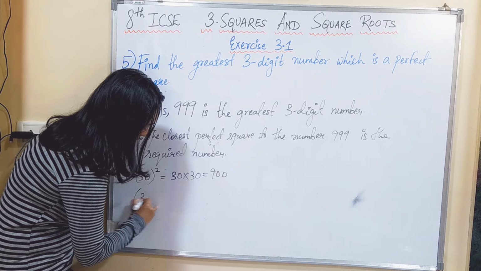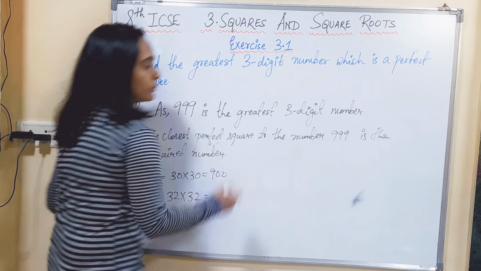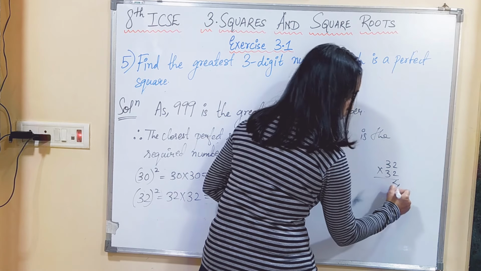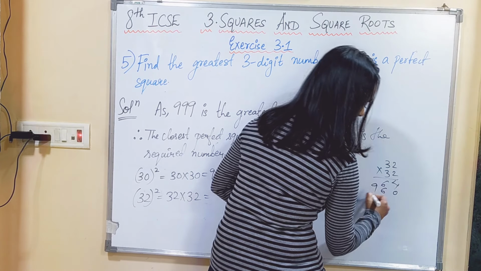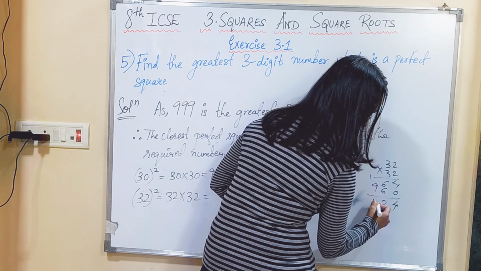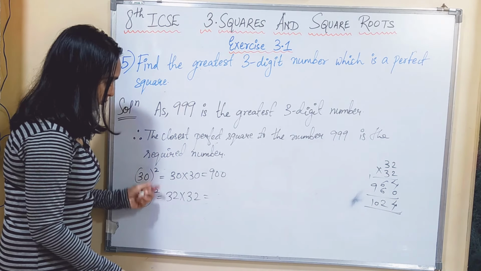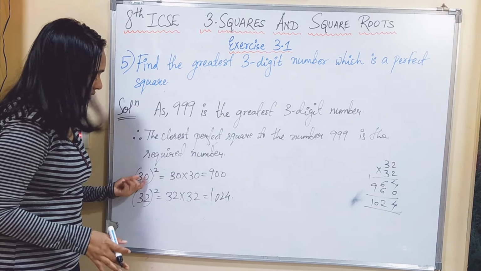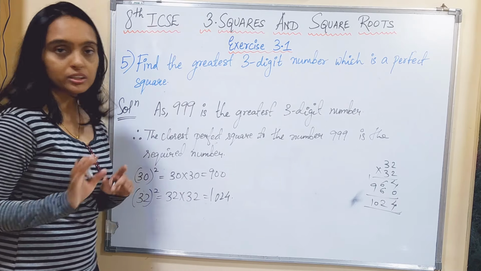So we will check for 32 square. So 32 square is 32 multiplied by 32. So by multiplying it, we get 2 2s is 4, 2 3s is 6, then 0, 3 2s are 6, and then 3 3s are 9. So 4, 6 plus 6 is 12, carry 1, and then this becomes a 4-digit number. So 32 square is 1024. Therefore, the number in between them, that is 31, will give the greatest 3-digit number which is a perfect square.